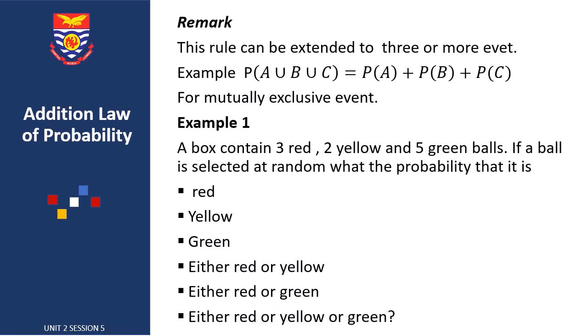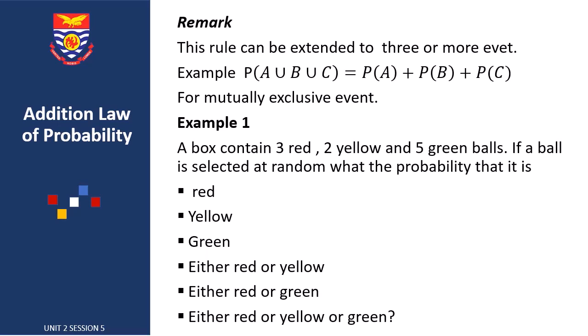Remark. Now we made mention of A and B, but this rule can be extended to 3 or more events. For example, you can have the probability of A union B union C. For mutually exclusive events, that will be equal to the probability of A plus the probability of B plus the probability of C.